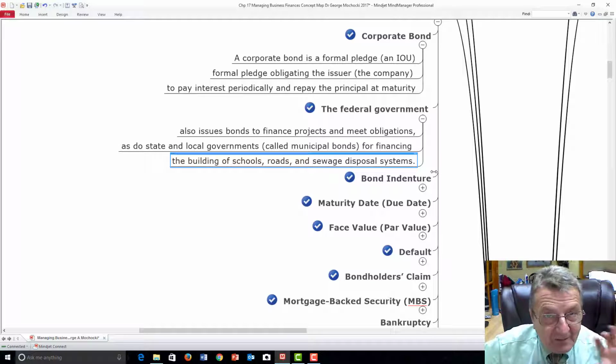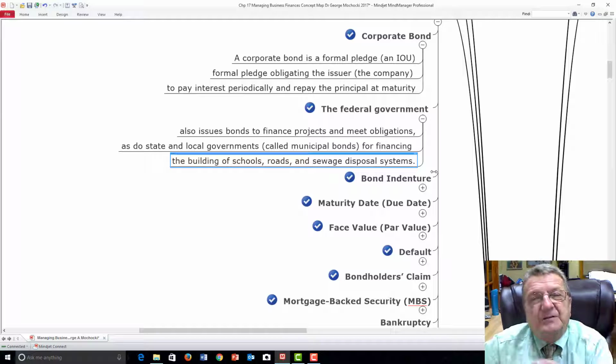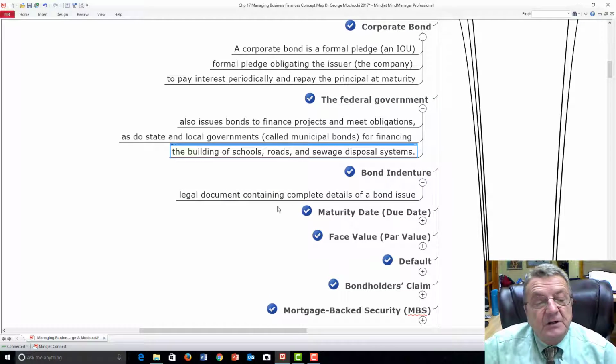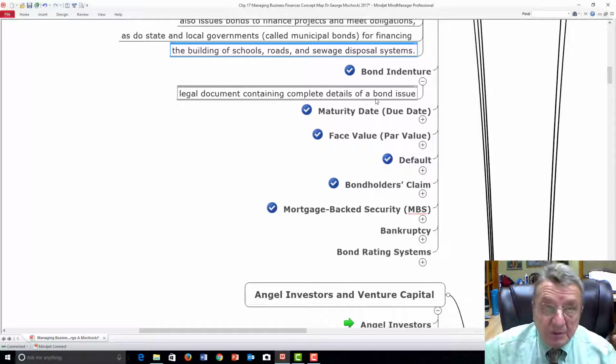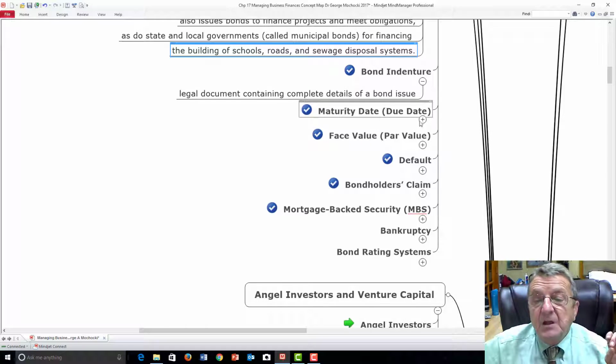Remember, Detroit had bonds out there also. Detroit went belly up, bankruptcy. They cut on that, so you still could lose, but odds are, in most cases, they're safer than stocks. Okay, a bond indenture is a legal document containing complete details of the bond issue. What are the rules and requirements? Finance, you need that.